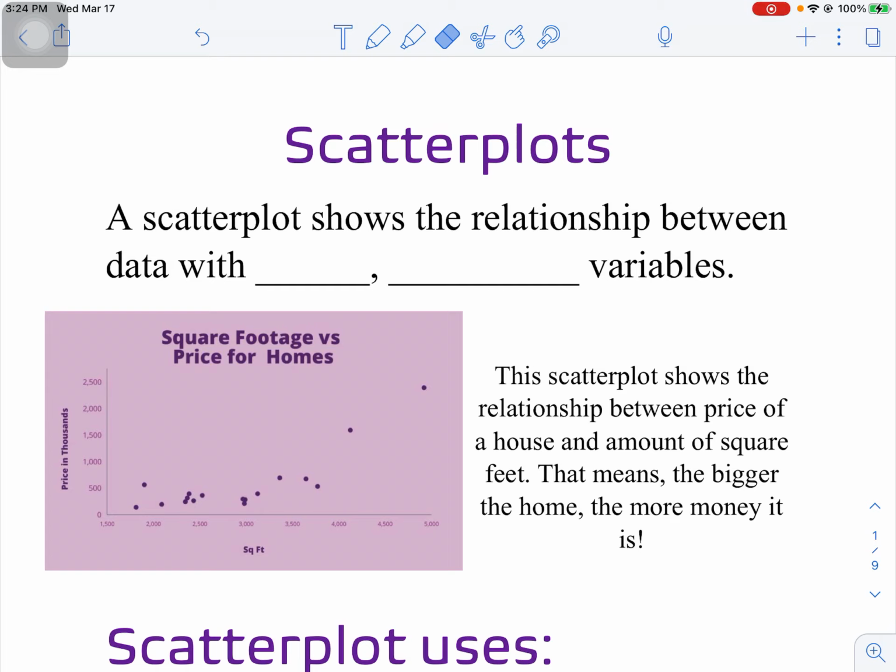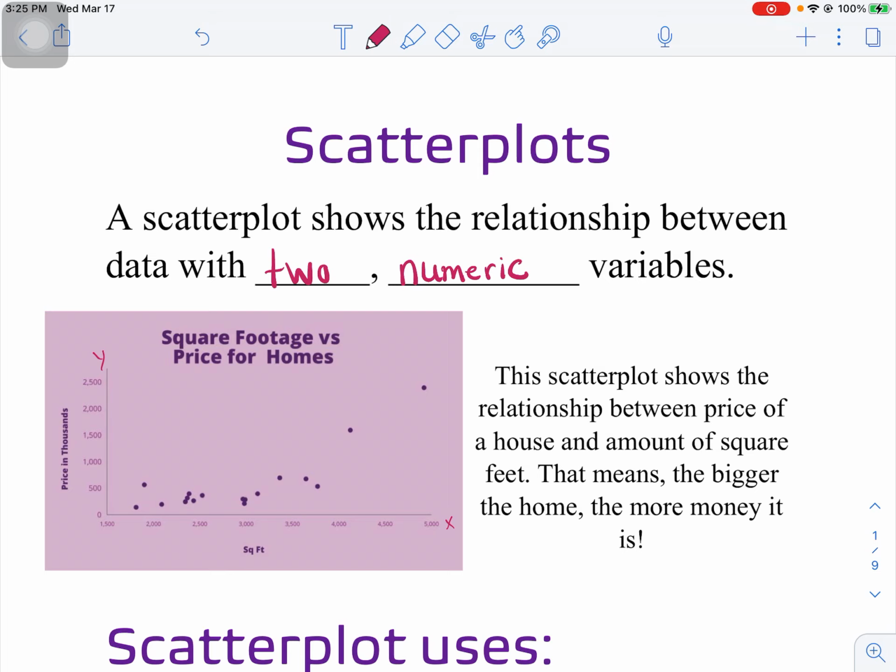So a scatterplot is a graph that has dots on it, and they're not always going to be in a perfect straight line. They could be random. And it's from data that's collected, and it is to show a relationship between data with two, so that's your first fill in, two numerical or numeric variables. So if you'll notice on this particular graph here, we have numbers on our x-axis and we have numbers on our y-axis. And we're comparing.